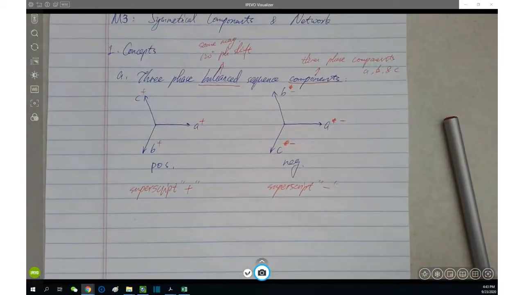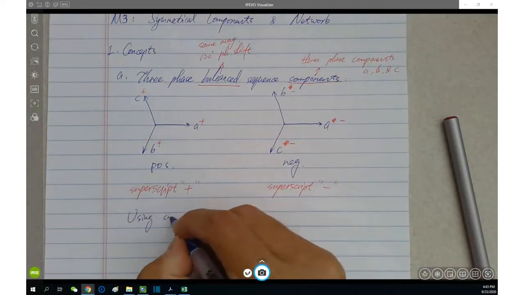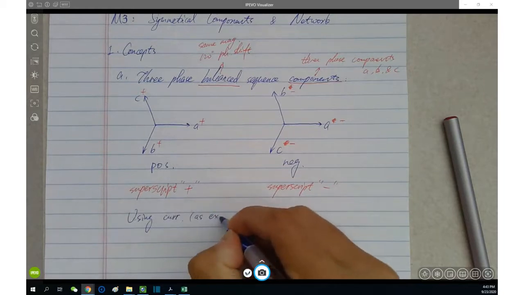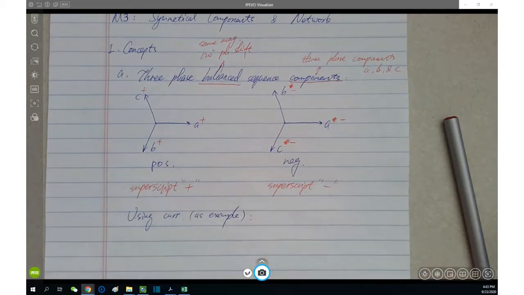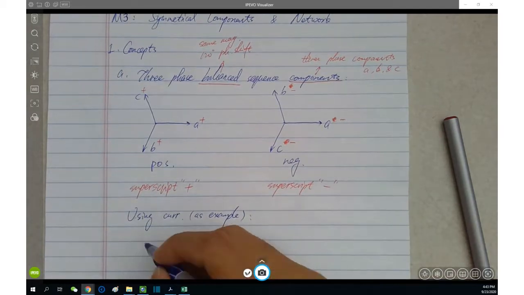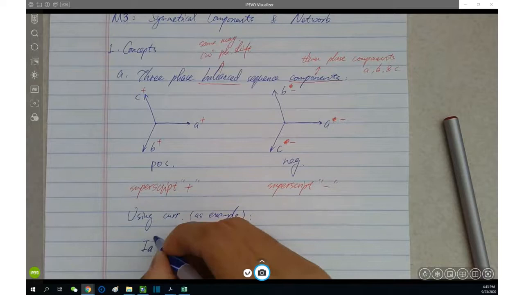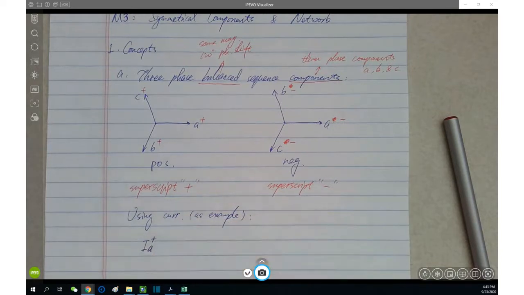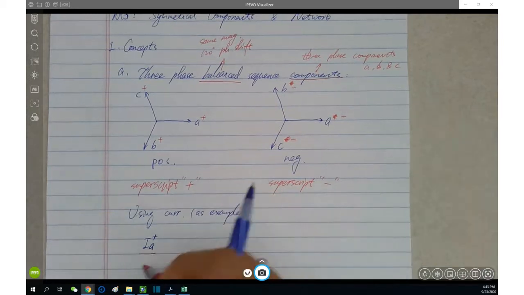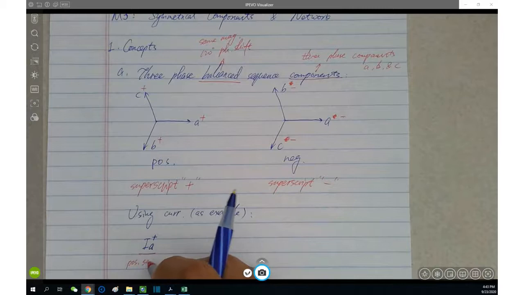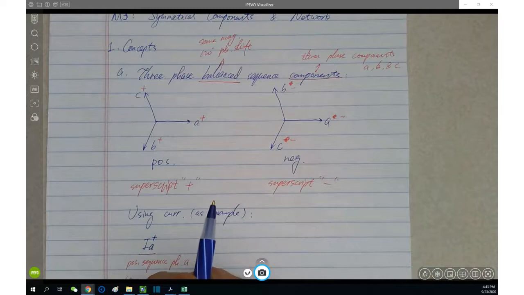With this in mind, then we are trying to express this. For example, I'm using current as example because the voltage is going to be the same. The principle won't be any different. What does this mean? What does this mean? Positive sequence, phase A component. Does it make sense?